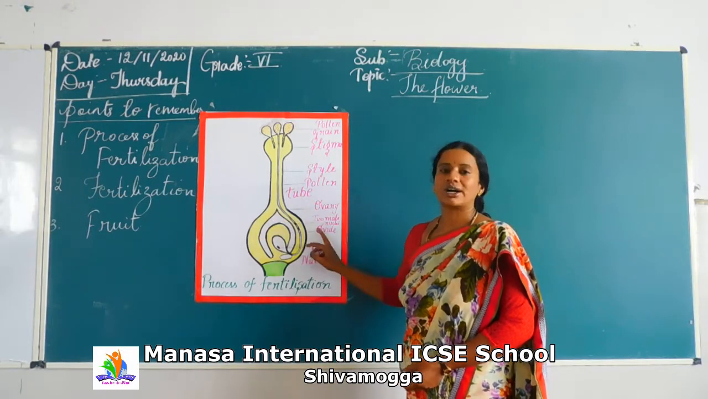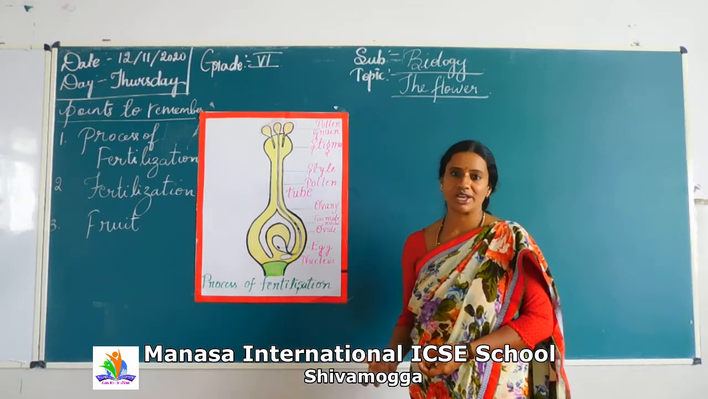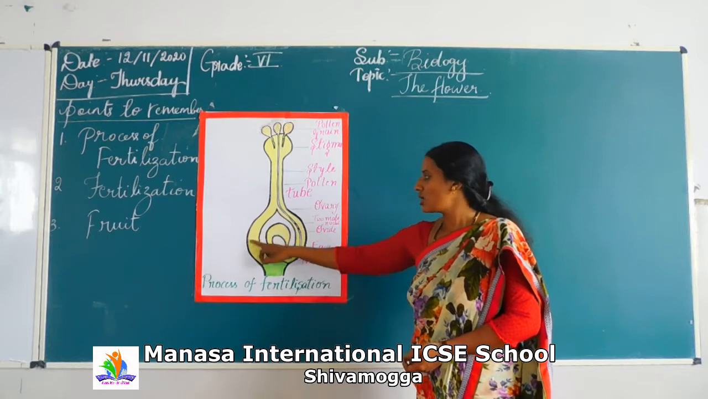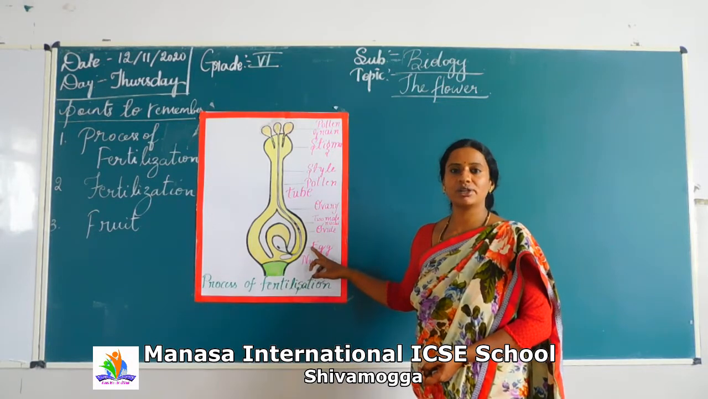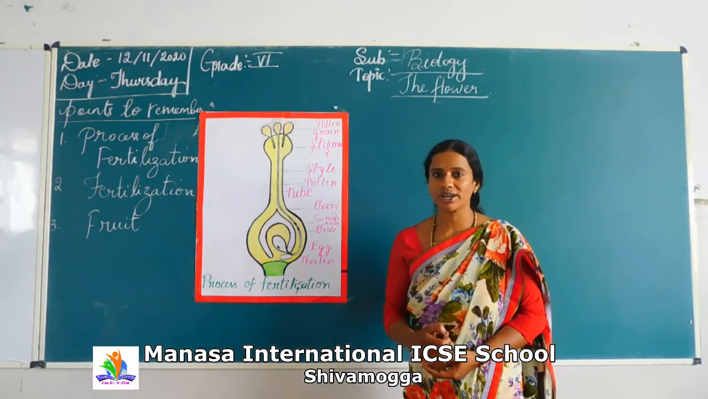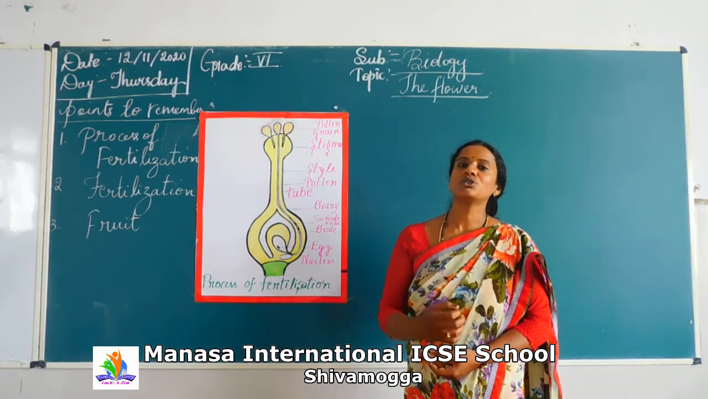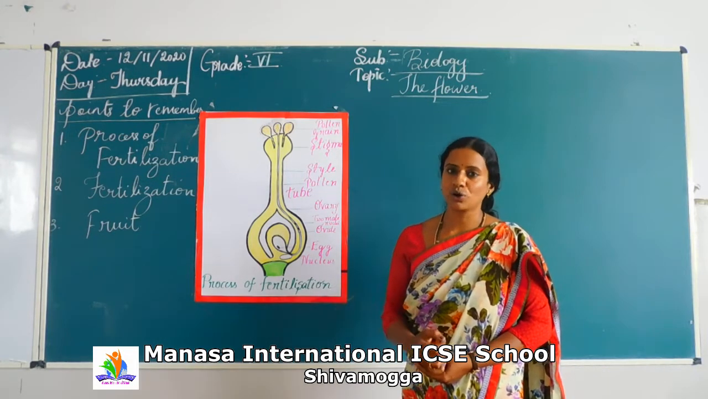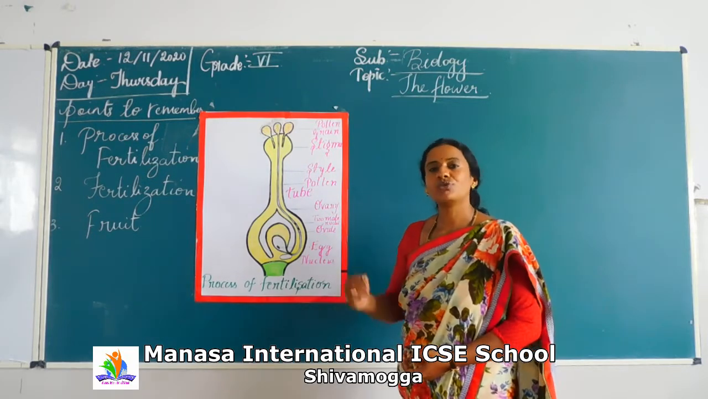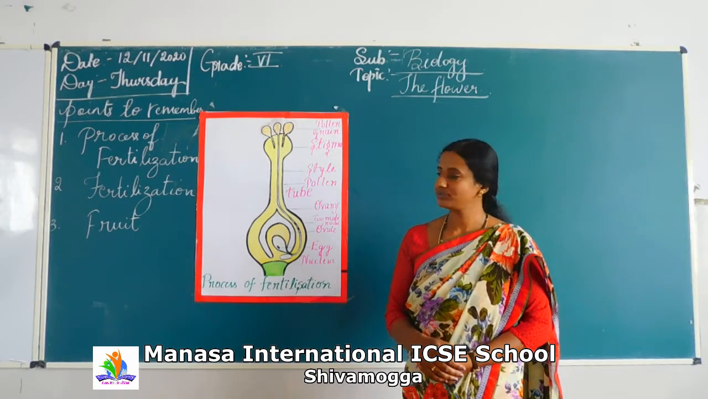Later, all other parts such as calyx, petals or the sepals, they all shed down, and this ovary part will develop into an edible fruit. The fruits which are developed from the ovary are called true fruits. If the fruits are developed from any other part of the flower apart from the ovary, they are known as false fruits. And the example we have studied is apple.